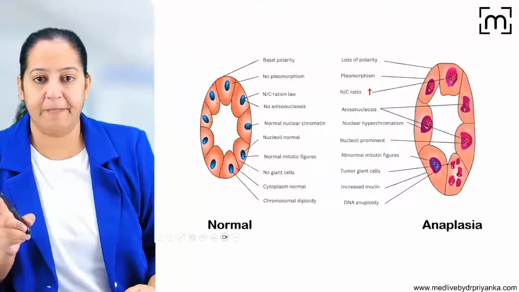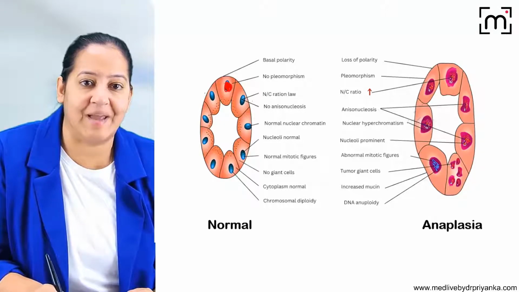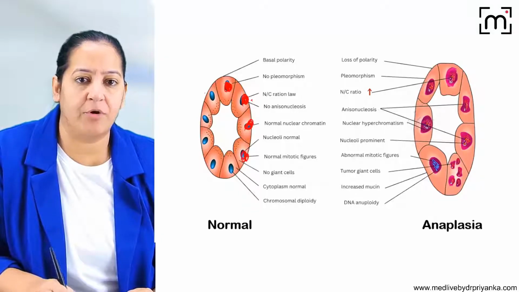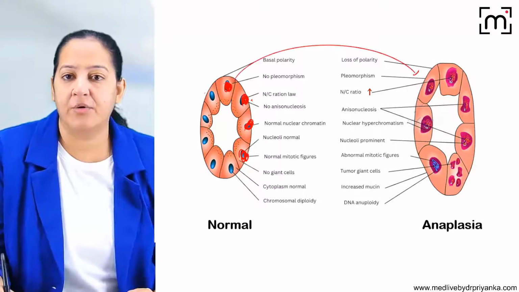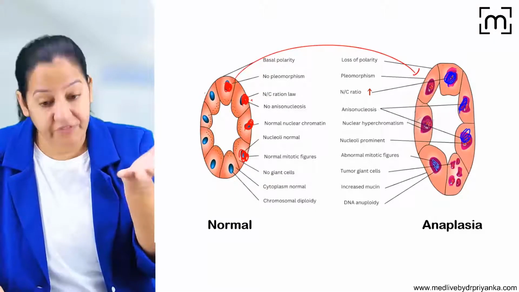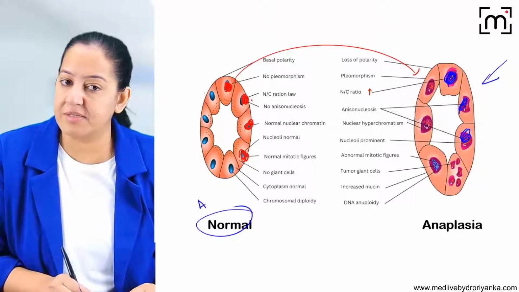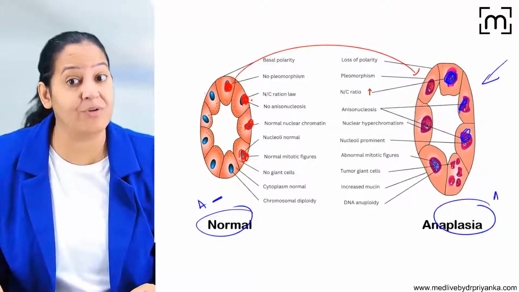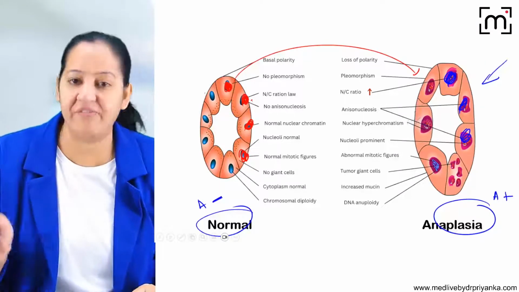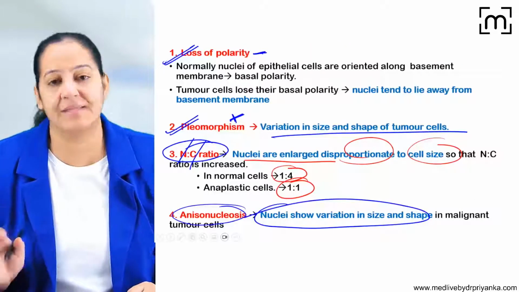Now see the normal diagram. Here you can see all the nuclei are the same, uniform. But here you can see some nuclei are small, some are large, some are normal. So variation in size of the nucleus is a feature of anaplasia. Here anisonucleosis is absent and here anisonucleosis is present. That is variation in size. Unequal size of the nucleus is a feature of anaplasia. So that is anisonucleosis. Nuclei show variation in shape and size in anaplasia.